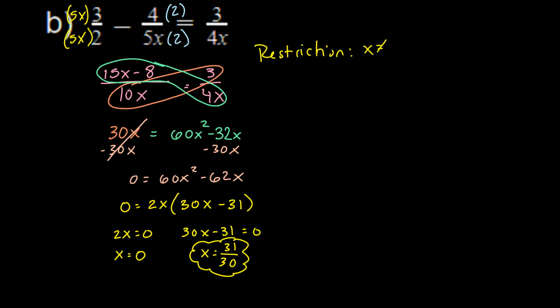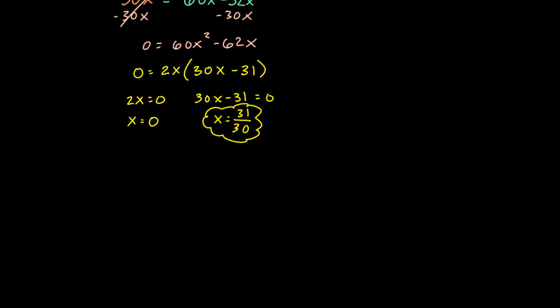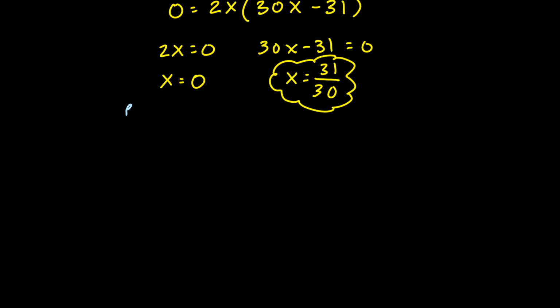x cannot be 0. Oh, and look, we got a solution where x is 0, so we now need to label this x equals 0 as extraneous. And we do not circle it. It is an extraneous solution.